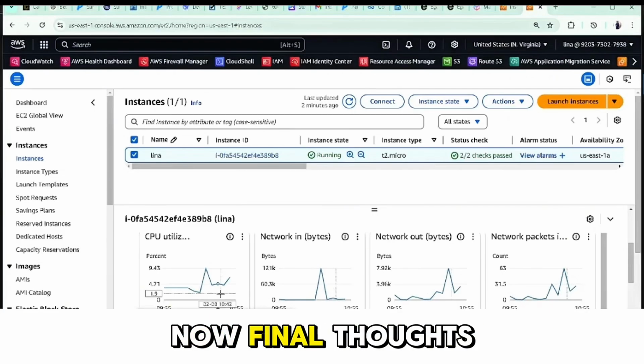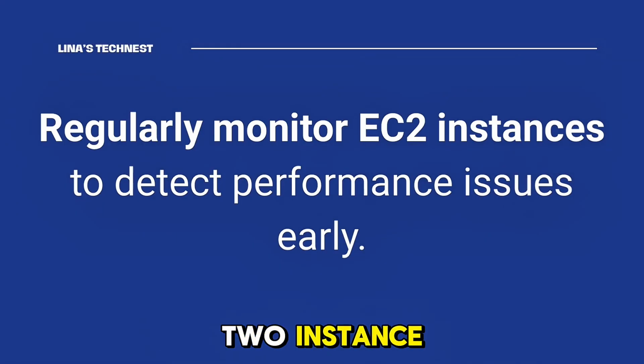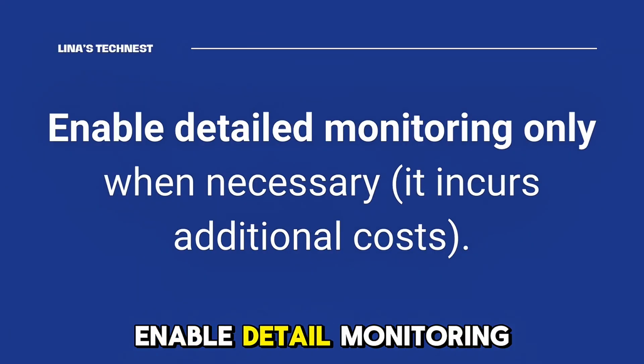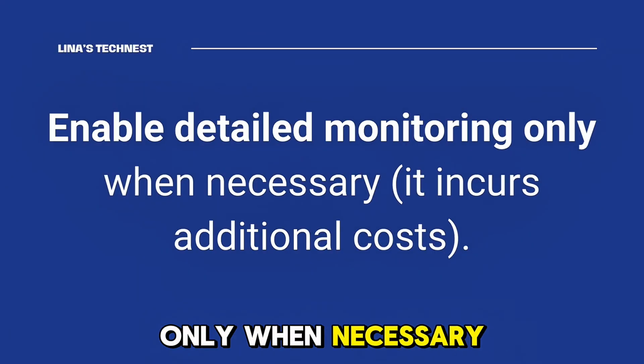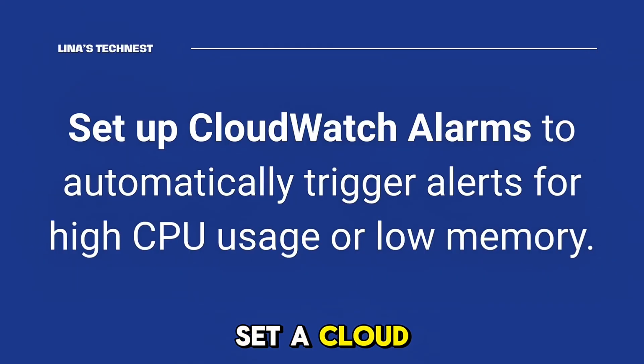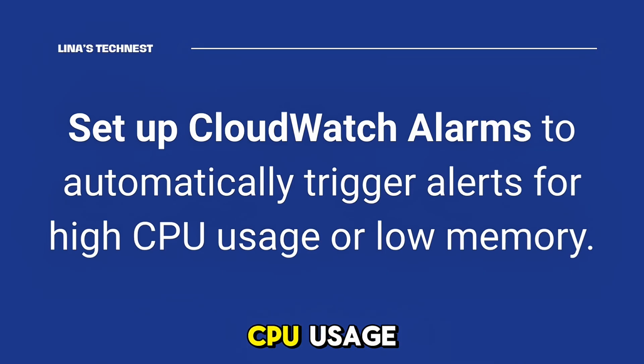Now, final thoughts on this. Regularly monitor EC2 instances to detect performance issues early. Use CloudWatch for an in-depth analysis of CPU, network, and storage usage. Also, enable detailed monitoring only when necessary, as it incurs additional cost. Set CloudWatch alarms to automatically trigger alerts for high CPU usage or low memory.